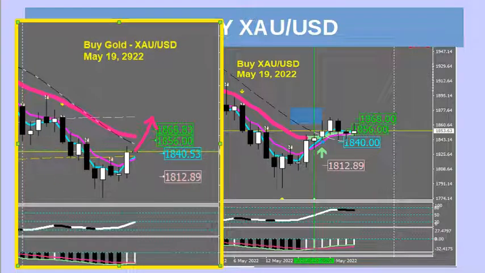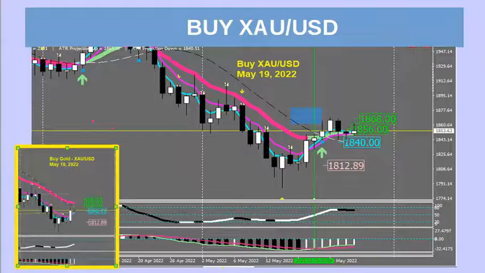And so that was my entry. Again, it's really important to keep track of your entries for future review. And now I'm going to switch to the larger chart to show you what happened.